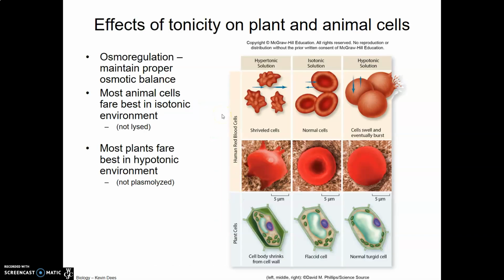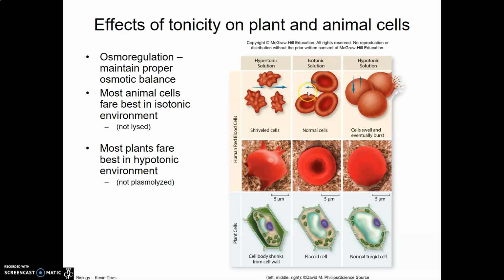Now, what is the effect of this on living cells? Well, when we look at the effects of tonicity on plant and animal cells, we see that it affects them differently, and this has to do with some fundamental differences in the way plant and animal cells are put together, specifically plant cells being surrounded by that rigid cellulose cell wall.